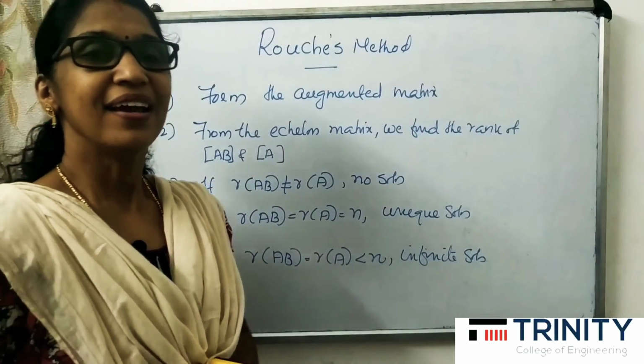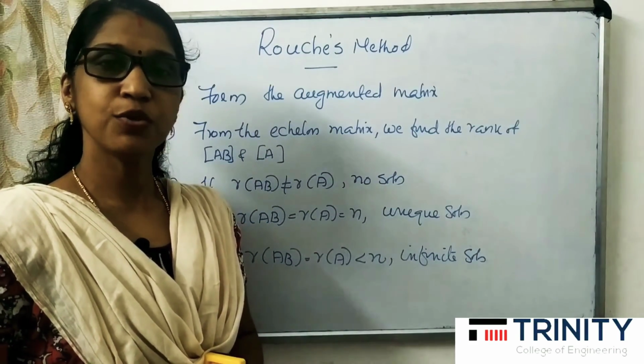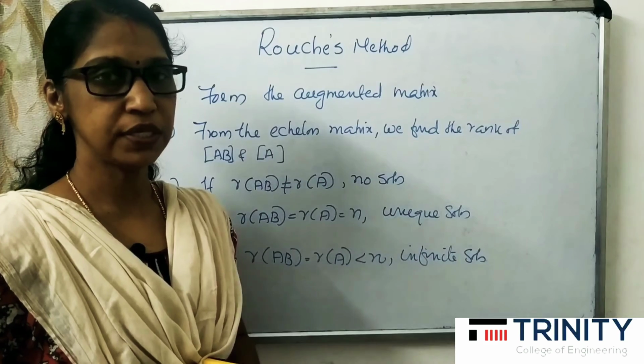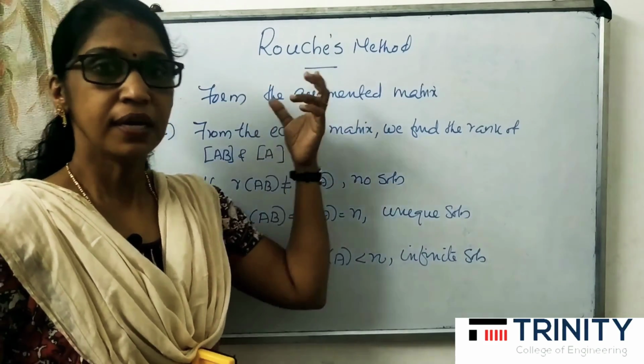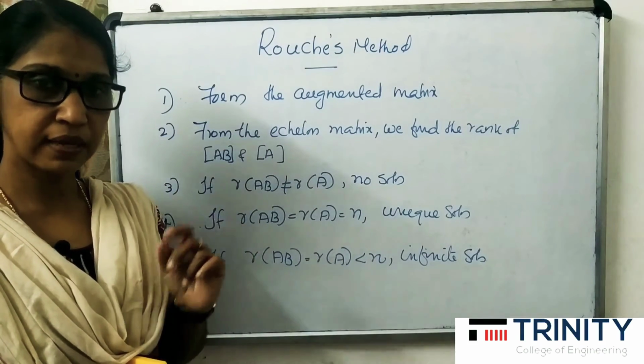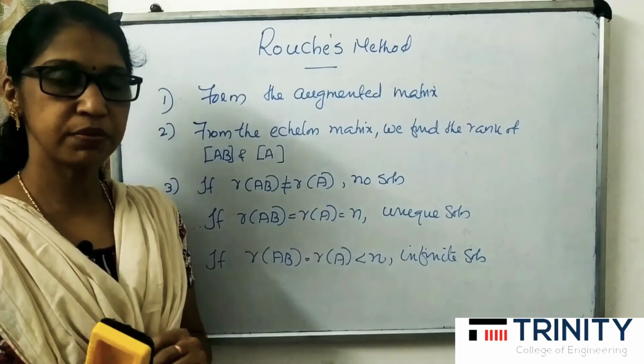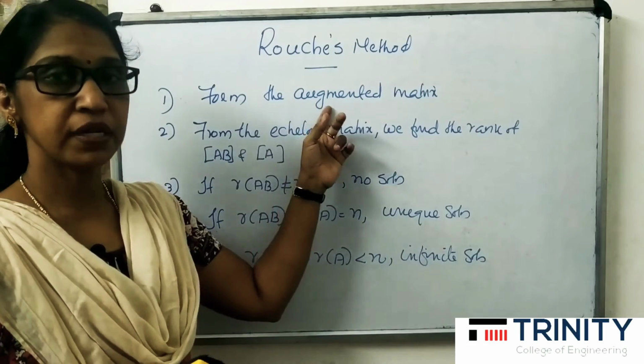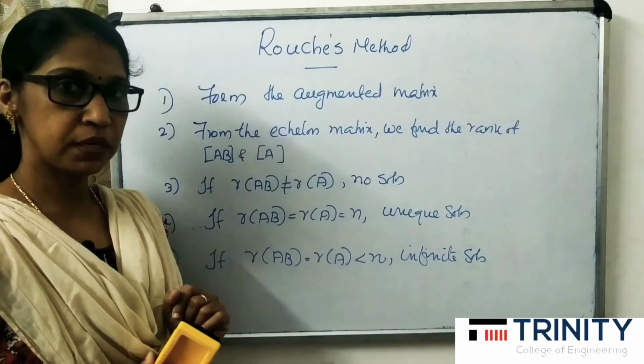Hi. Now the next method for finding the solution of a linear system of equations is Rouche's method. The steps are: first we form the augmented matrix AB, that is, the coefficient matrix and the constant matrix joined together. First we form the augmented matrix.